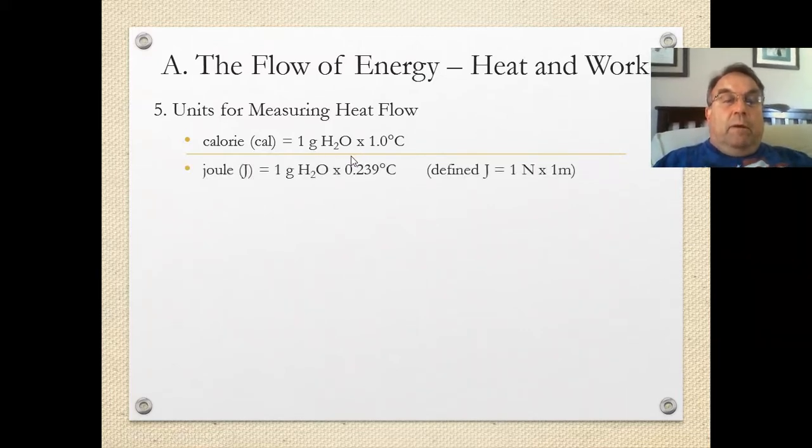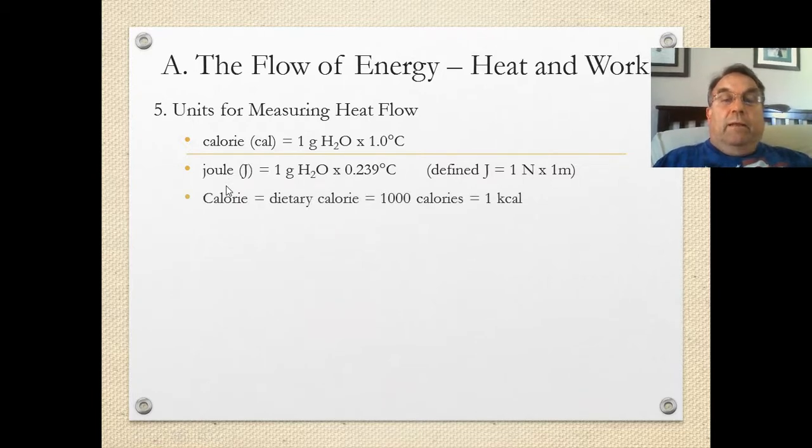Okay. Now we also measure heat flow in joules, but joules are defined in a physics sense as the amount of energy it takes to move 1 Newton of matter by 1 meter. So that's why this number here is not a nice whole number. If we look at joules in terms of the amount of heat it takes to change the temperature of 1 gram of water, it's 0.239 degrees Celsius.